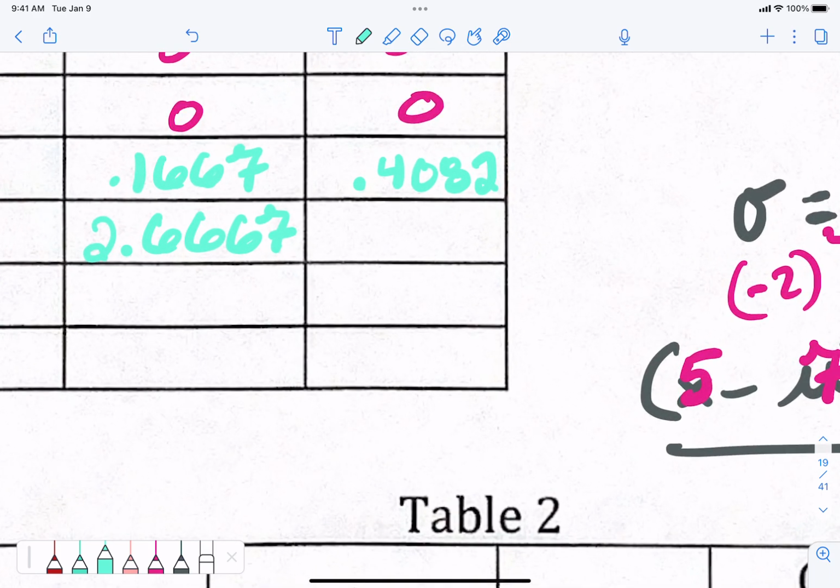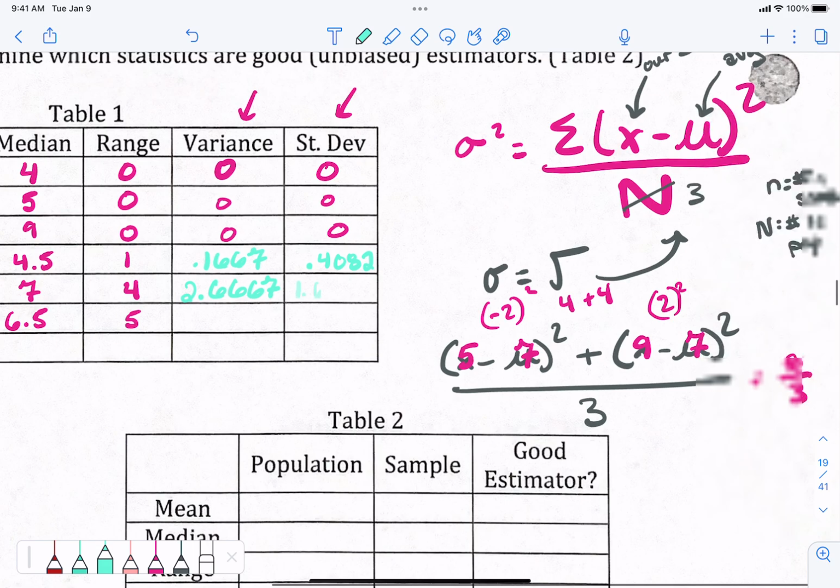I don't think I did that one right. If you take the square root of 2.666 repeating, you get something, and then for standard deviation, 1.632, 1.6329. Okay, you take the square root of the variance to get the standard deviation.